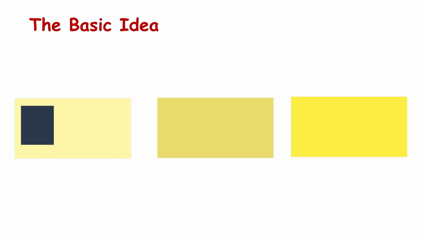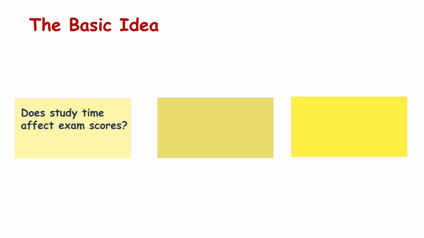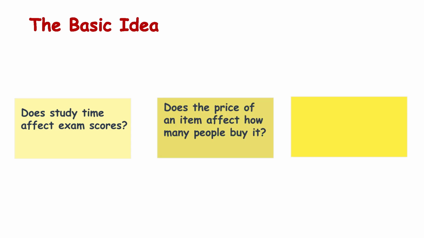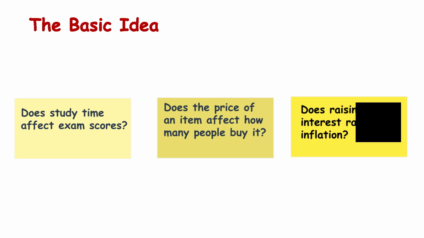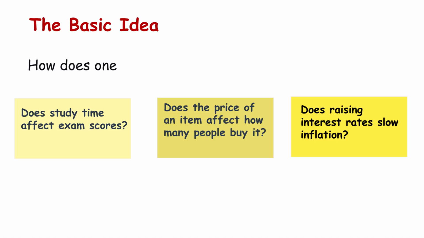Let's begin. 3 questions. Listen carefully. 1. Does study time affect your exam score? 2. Does price affect how many people buy something? 3. Do higher interest rates slow inflation? All ask the same thing. How does one thing affect another?